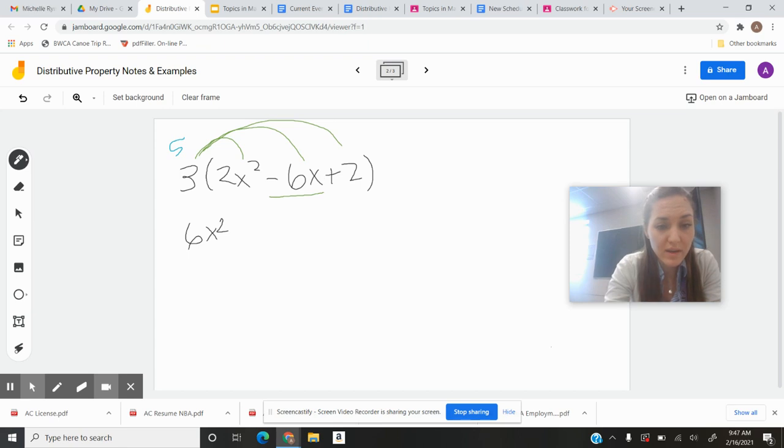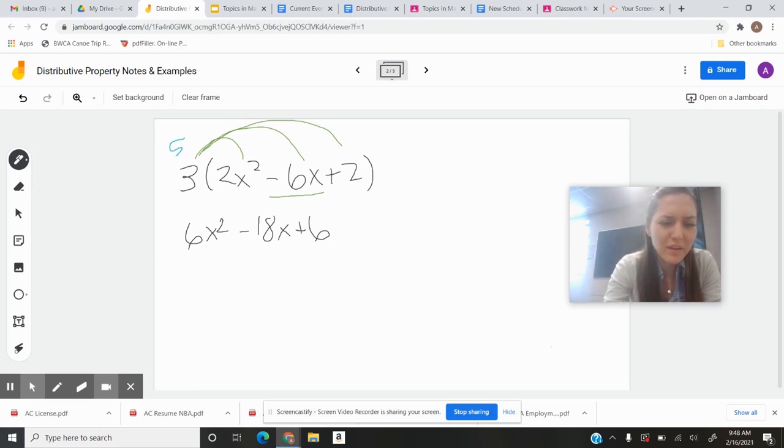3 times -6x is -18x. 3 times +2 is +6. This is sad that the last one took me the longest to calculate. Sorry, my mind is in 1,000 different places.